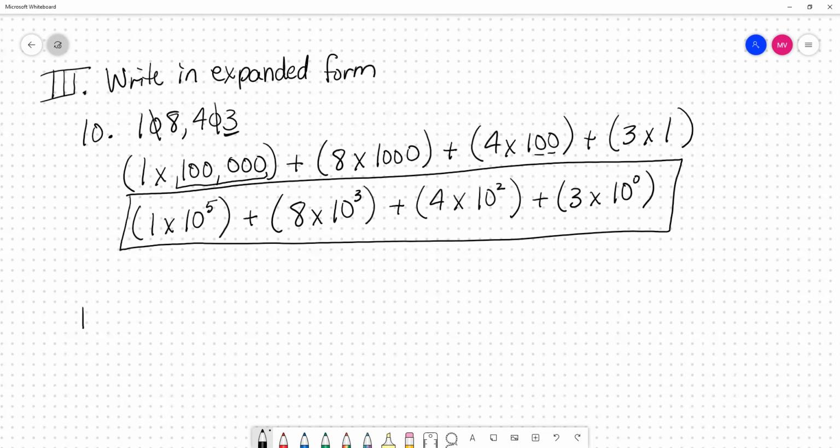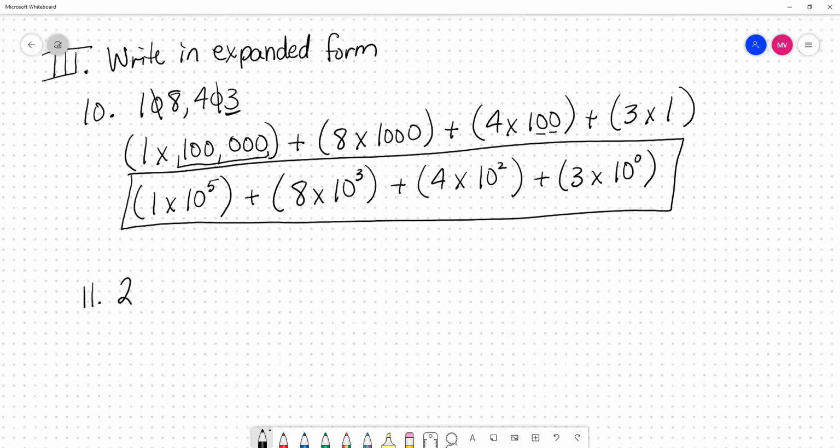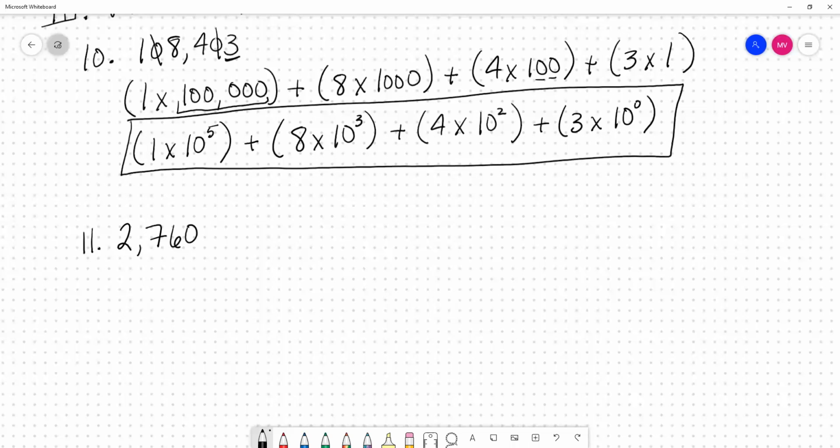All right, let's work on 11 now that you guys have had an example. Is everybody done? Okay. For number 11, we have 2,760. So what is this in expanded form? 2,000. So 2 times 1,000, plus, don't forget we're adding these.